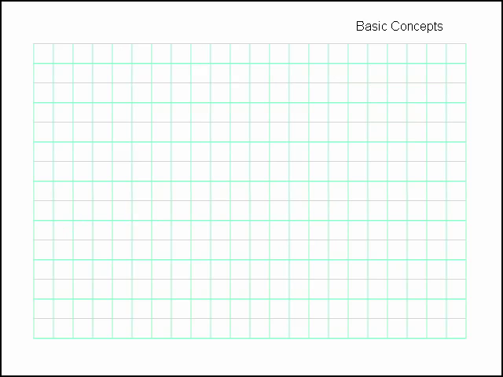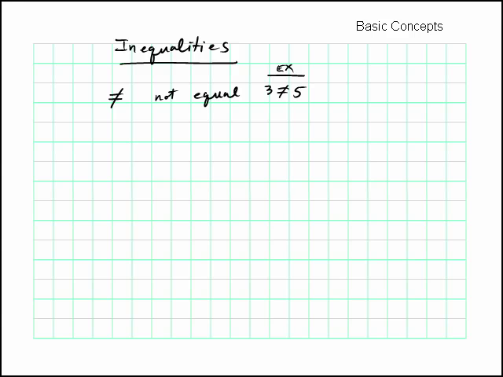Next on our review here is inequalities. Meaning symbols that are not equal. The first one is the not equal to sign. It's an equal sign with a slash through it. It means not equal. We don't use it that often. An example of it would be 3 is not equal to 5.